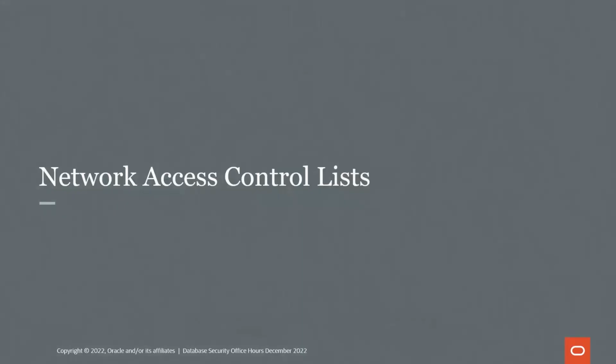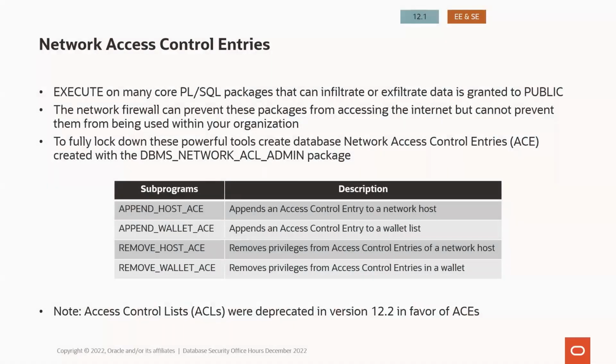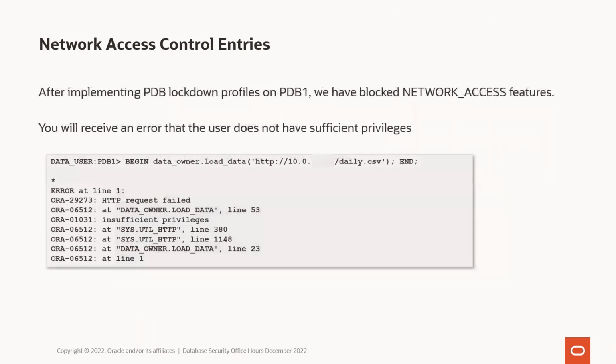Okay. Network access controls have been around since 11G release 1. And in 12C release 1, we introduced these network access control entries to replace manipulating the ACLs directly. So they're an interface to the access control list. They allow you to append a host ACE or a wallet ACE if you're using a secure connection, remove the same kind of thing there.